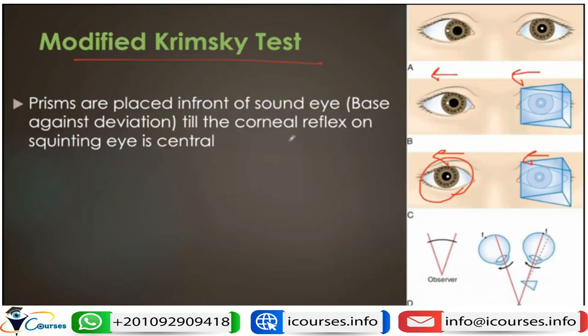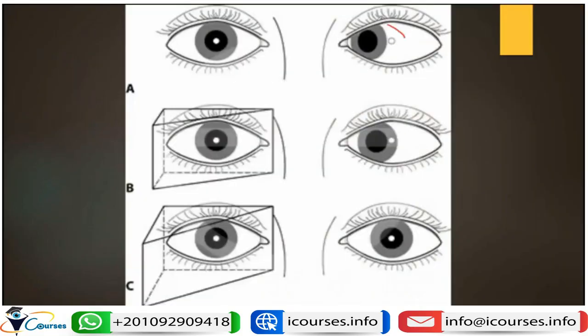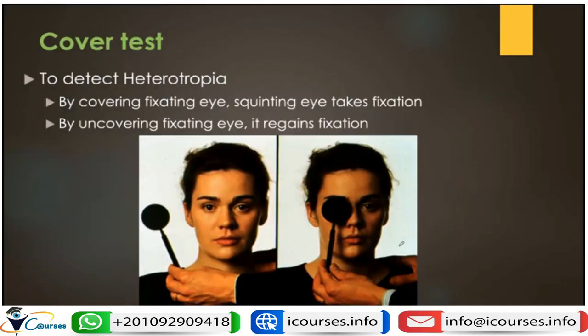So this is what's called the modified Krimsky test. Prisms are placed in front of the sound eye with the base against the deviation until the corneal reflex in the squinting eye is normal. As you can see here, the left eye is showing esotropia. So we place the prism base out in front of the right eye, and we increase its power until the light reflex is central in the left eye. So this is a practical application of how we use prisms in order to diagnose squint and to measure the angle of squint.